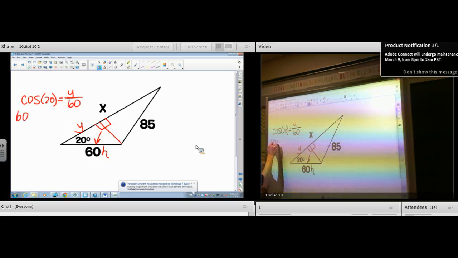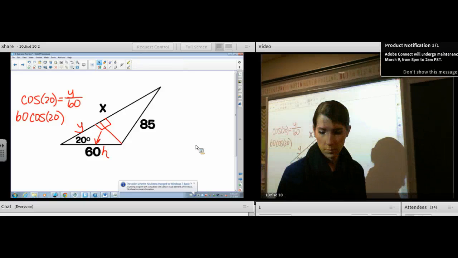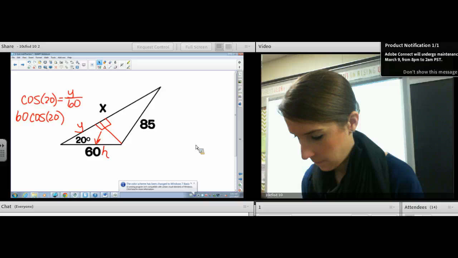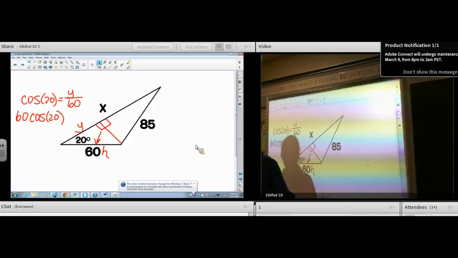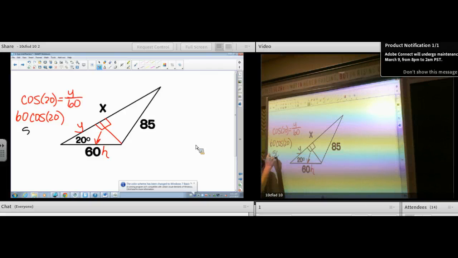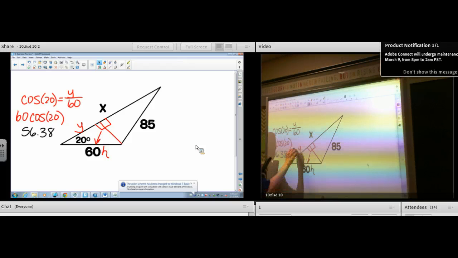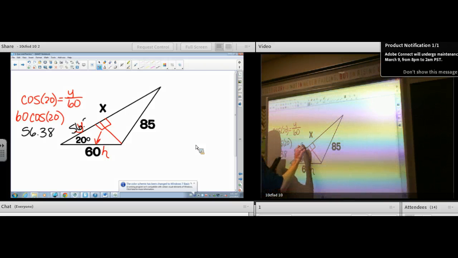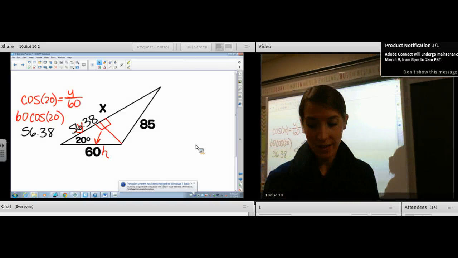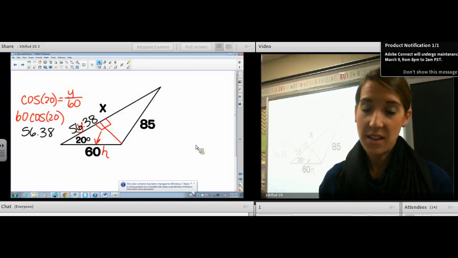Numerator, so multiply 60 times cosine 20. So now we've got part of our longest side. We've got part of it. 56.38. Right here. Now, it's not isosceles. That's definitely not an angle bisector, and it's not a median.